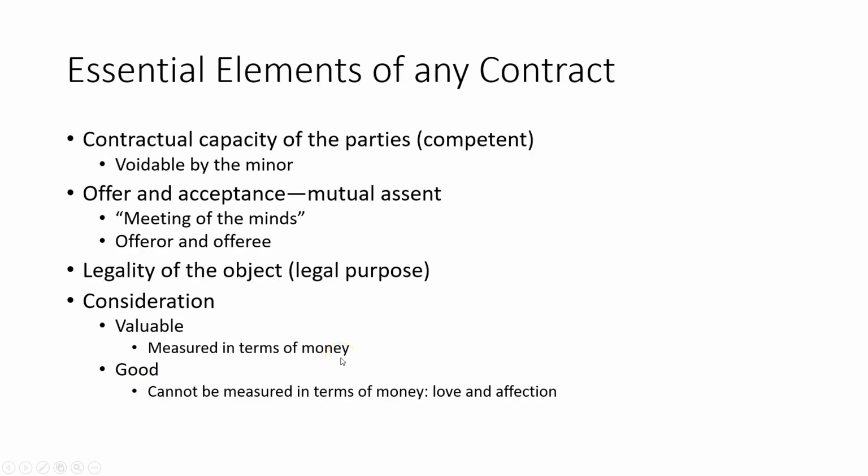Central elements of a contract. Both parties have got to be competent. A contract could be voidable by a minor if a minor enters into it. Offer and acceptance. You have to have someone who's offering, you have to have someone who's accepting. We call this a meeting of the minds, when they get together and go through every aspect of the contract. The person presenting the offer is the offeror, and the person receiving the offer is the offeree. It's got to be for legal purpose on both sides.